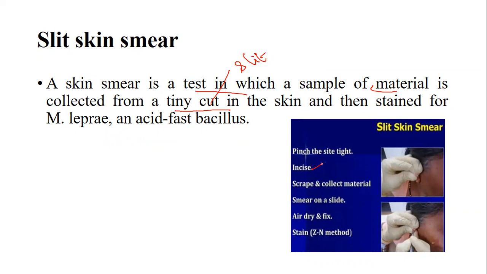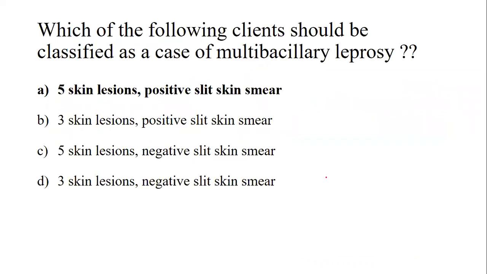Then we should cut or incise the skin, scrape and collect the material, spread it on a slide, air dry, fix, and stain with the ZN method. So this is the procedure for collecting the sample for slit skin smear. It is called slit skin smear because we make some tiny cuts on the patient's skin and take the sample through that. So that is the meaning of slit skin, as well as the peculiar features of multibacillary leprosy.